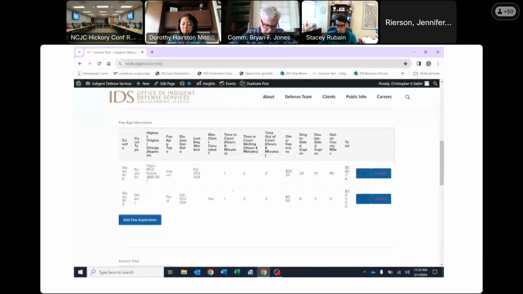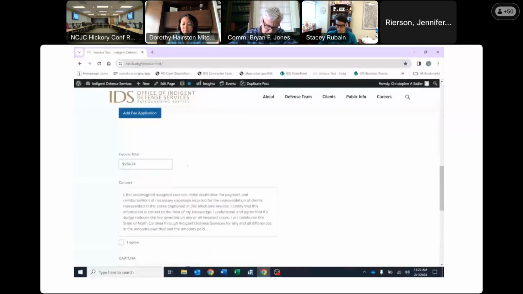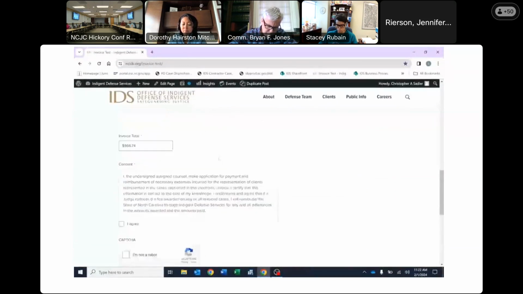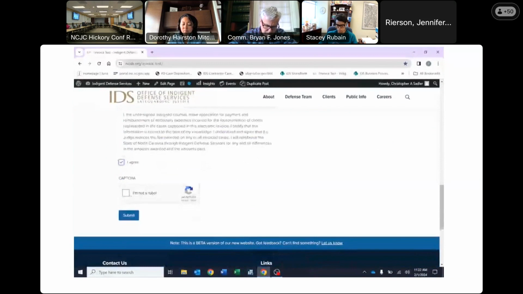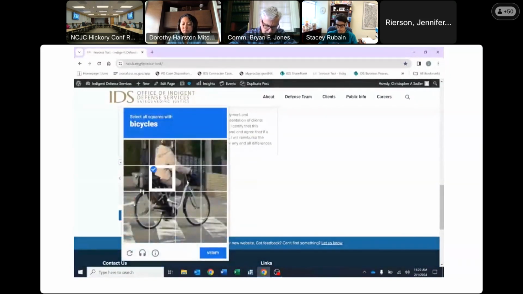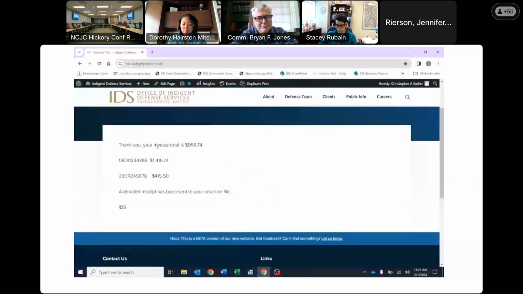Now you can see we get a grand total which is the sum of all cases entered. Here, the grand total for the invoice is $956.74. We then click the final use agreement. We have a CAPTCHA as additional web security. When we are ready, click submit, and we're done. Once submitted, we will receive an email receipt documenting the case invoiced, providing attorneys a tracking mechanism for the first time ever. Thank you for your time.